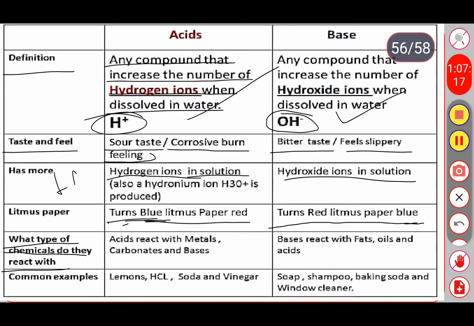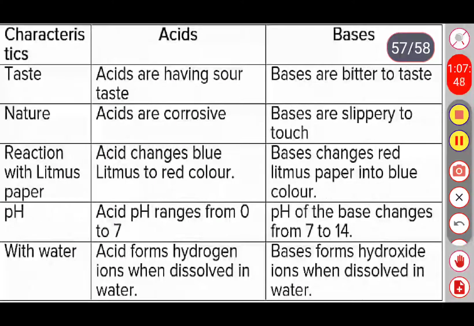The next one is common examples. For acids: HCl, soda, vinegar, lemons. So these are some common examples for acids. Here soaps, shampoos, baking soda and window cleaners are the best examples for bases. See here some more differences are given. The first one is acids are sour in taste, bases are bitter in taste. Acids are corrosive, bases are slippery to touch.